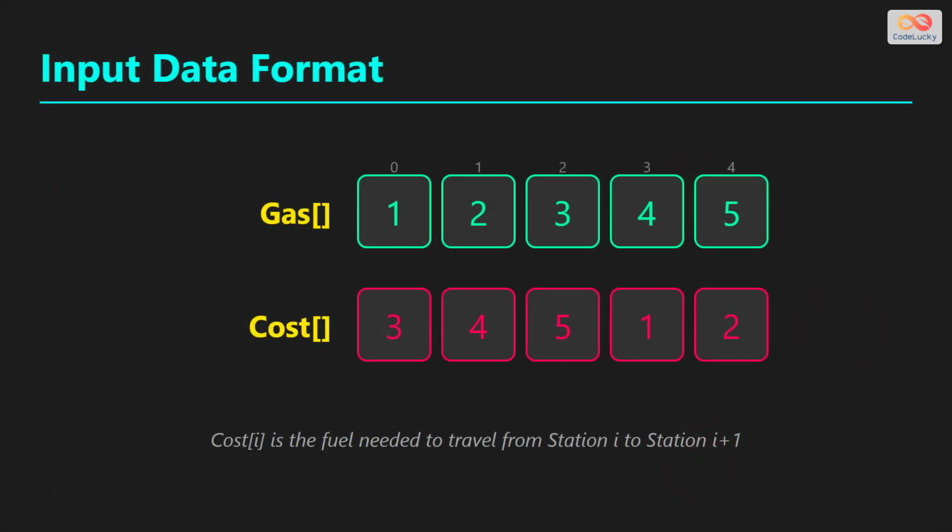You are given two arrays, gas and cost. The gas array tells you how much fuel you pick up at each station. The cost array tells you how much fuel is needed to travel to the next station. For example, at index 0, you get 1 unit of gas, but it costs 3 units to get to index 1.